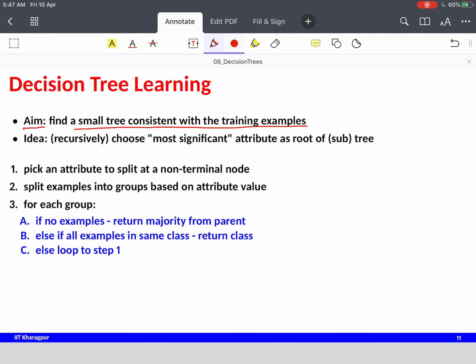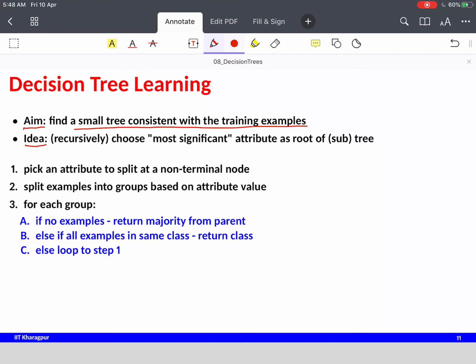Our idea or our target is to find a small tree consistent with the training examples. The training examples, that means the observation points that we have, we would like to fit those points accurately, because these are the observations that we have made, so we can expect our observations are correct. For an unknown input, I may predict it wrongly, that's fine, but on the training examples I should be able to predict correctly, because those observations we have already seen, so we have the correct label for those observation points.